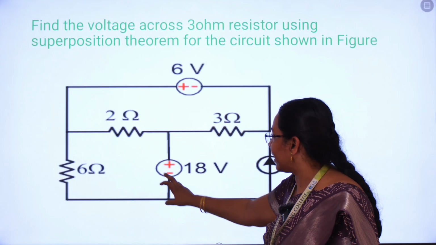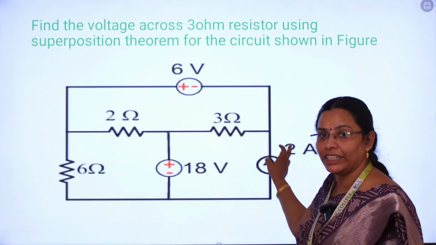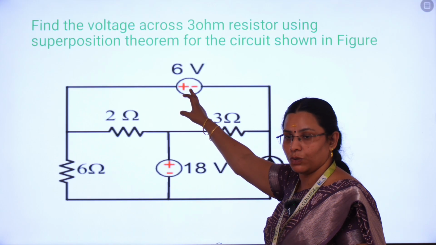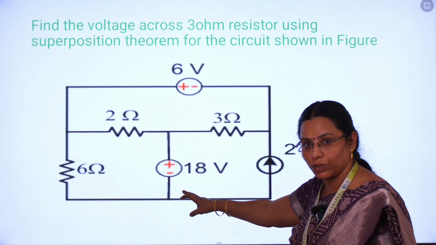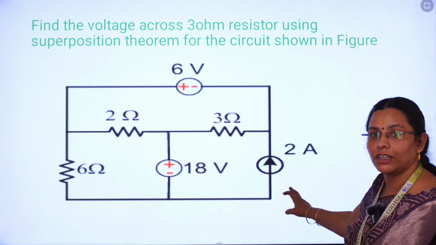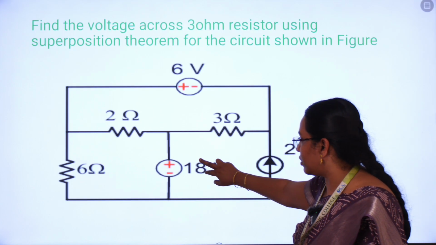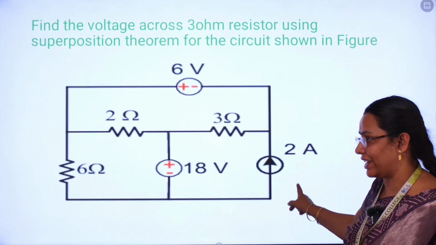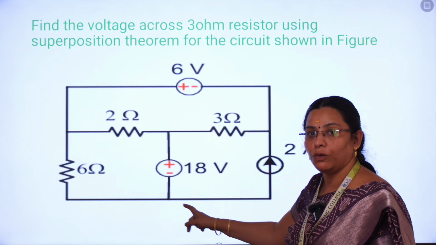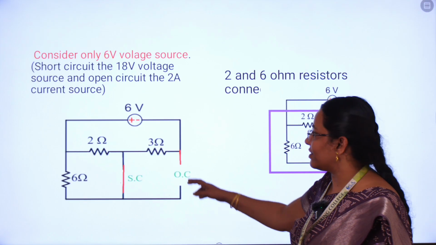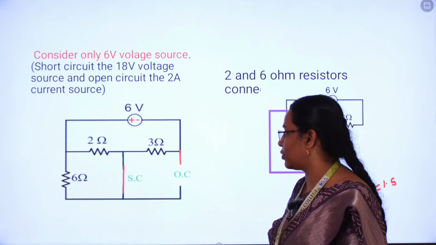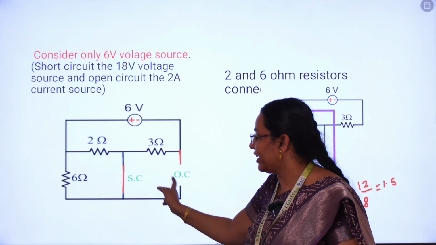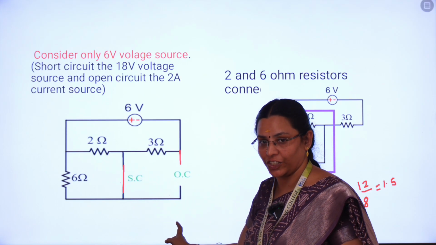Look at the diagram, and we have 3 different kinds of sources. One is the 6 volt voltage source, another one is the 18 volt source, and the third one is the 2 amp current source. So there are 2 voltage sources as well as a 2 amp current source. First, consider only the 6 volt source. Keep the 6 volt source alone and the remaining 2 sources should be deactivated.